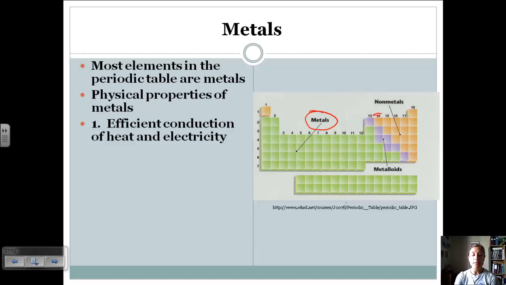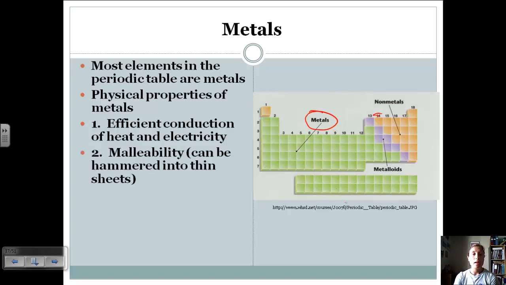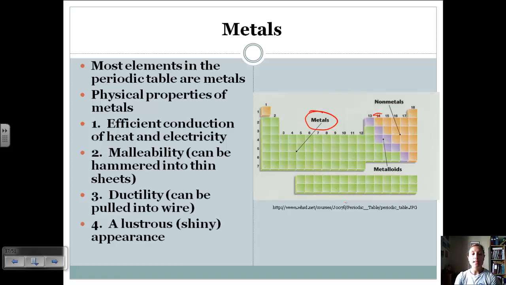If you think about a lot of things that we use for wire and things like that, they're usually metals. Metals are also malleable, which means they can be hammered into thin sheets. Think about aluminum foil, very malleable, and we use it all the time. The third physical characteristic of metals is that they're ductile, which means they can be pulled into wire. Copper wire for your house, lots of other metals are used in the form of wire. And the fourth property is that they're lustrous, or they are shiny in appearance. So gold, silver, platinum, all those are shiny.